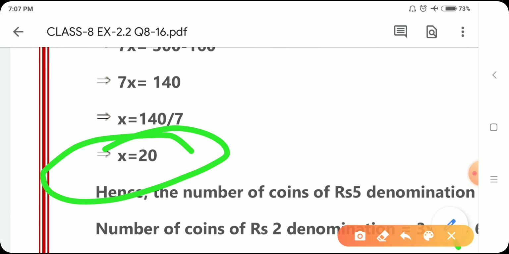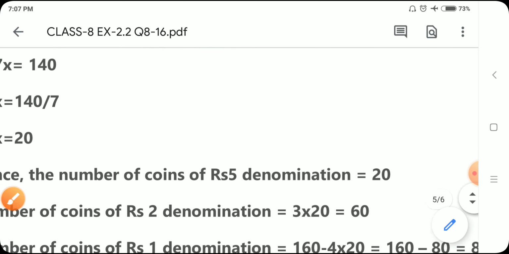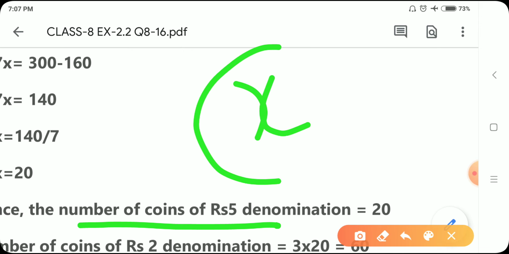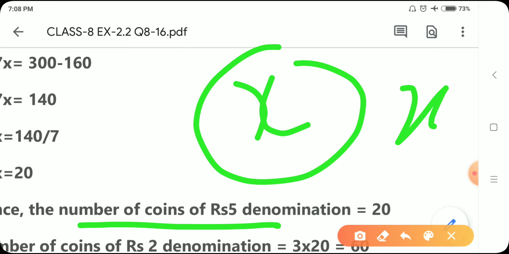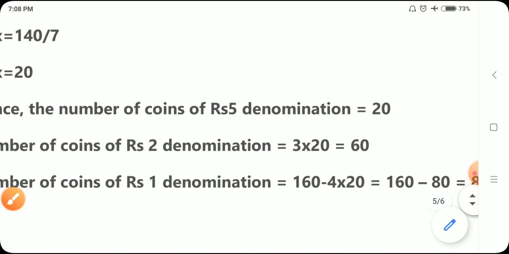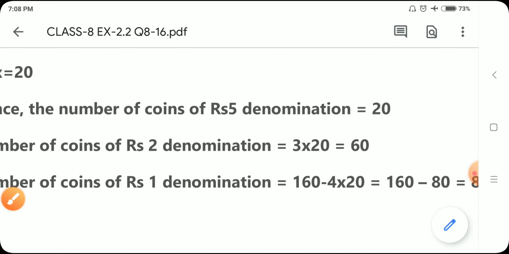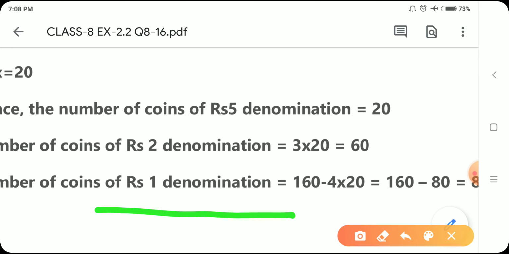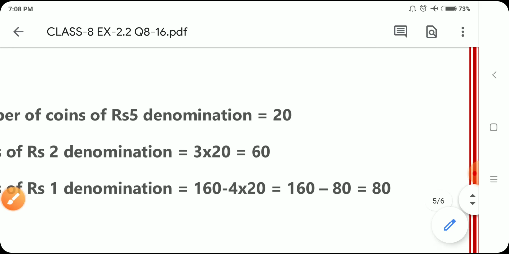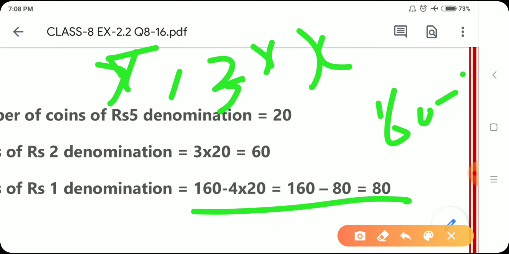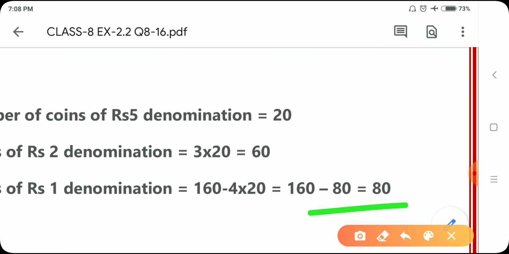Now putting the value of x in the above, the number of coins of rupees 5 are x, so rupees 5 coins are 20. The number of rupees 2 coins will become 60, and the number of rupees 1 coins will become 160 minus 4 into 20. Putting the value of x in 3x and 160 minus 4x, you will get your answer.